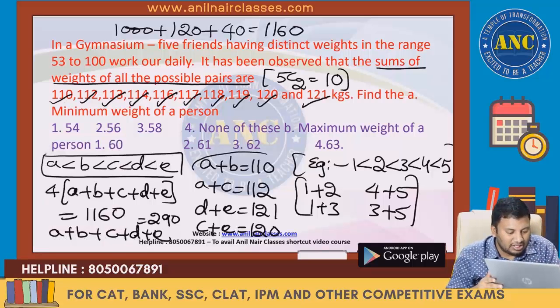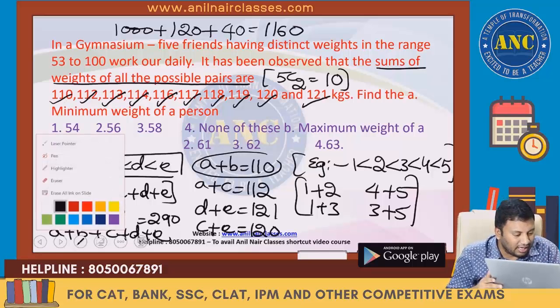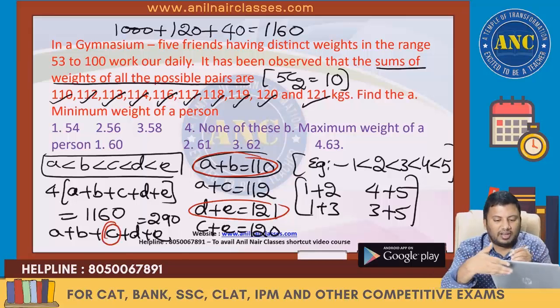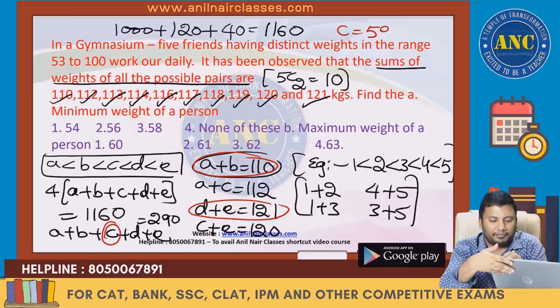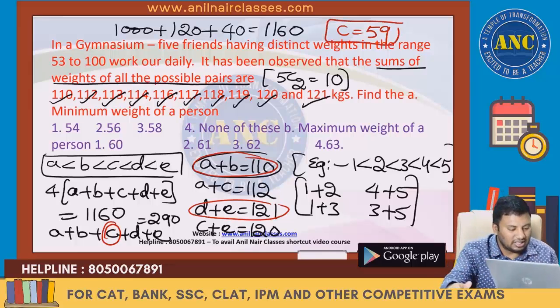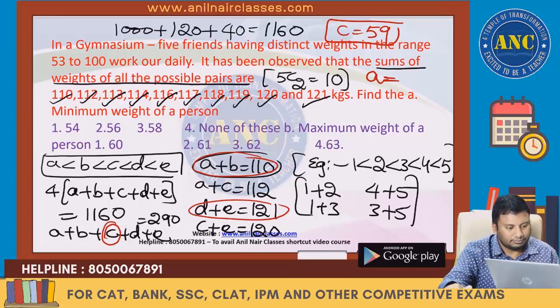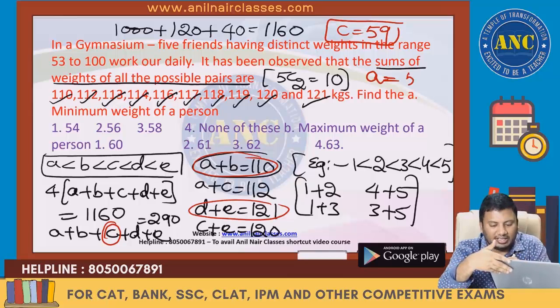A plus B is 110. D plus E is 121. 110 plus 121, 231. So this C value will be 159. Are you all with me? C value is 159. If C value is 159, A value is nothing but 53. I hope the idea is clear.